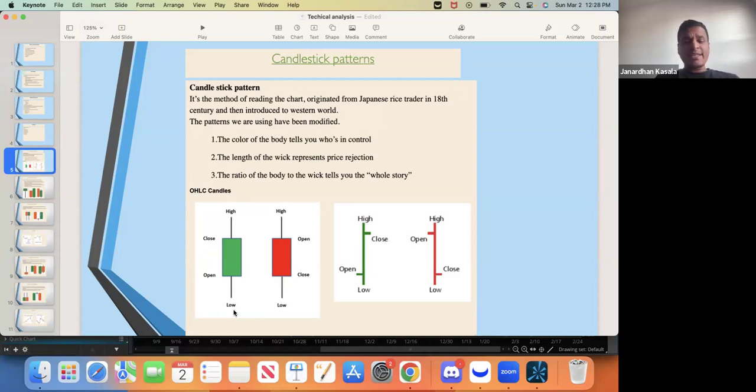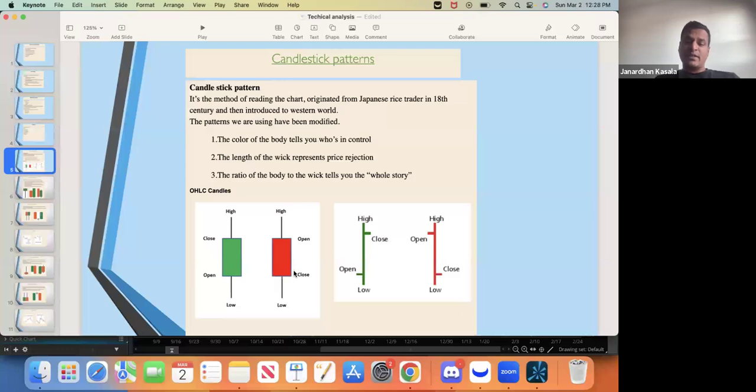So the day started here and closed here. That is what it is saying. But how did this day go, who is in control? It's all about the ratio of the body to the wick that tells you the whole story. Here this is pretty straightforward. Who is in control here? Bulls are in control. Green candle, bulls are in control. Red candle, bears are in control.